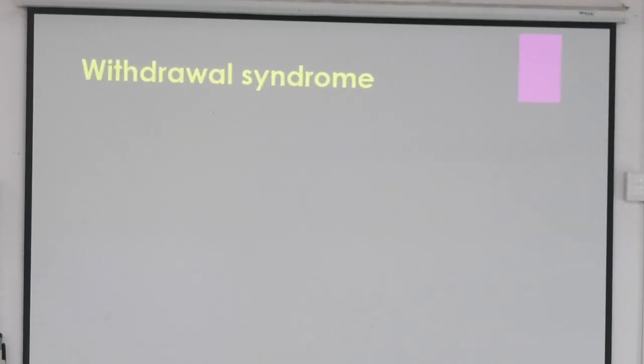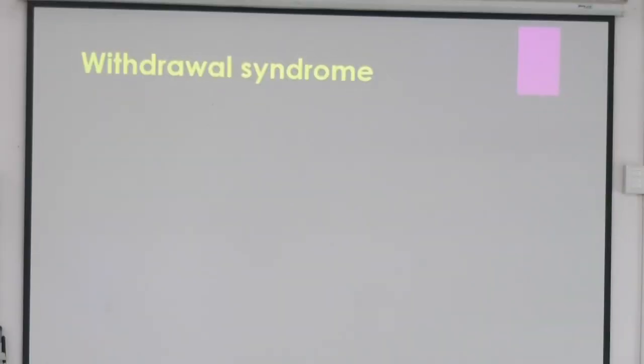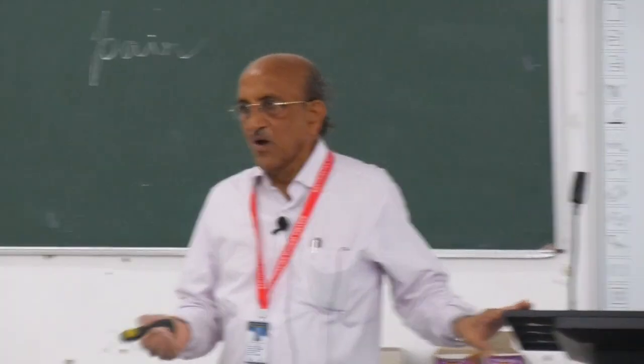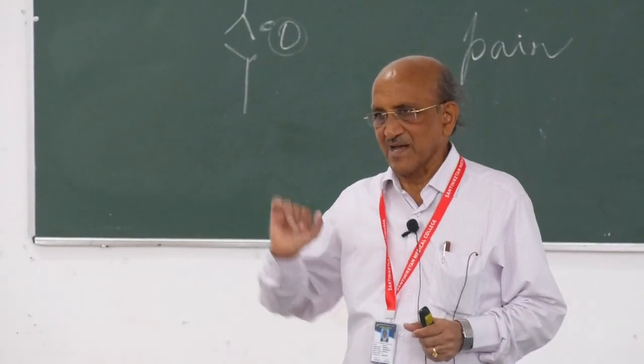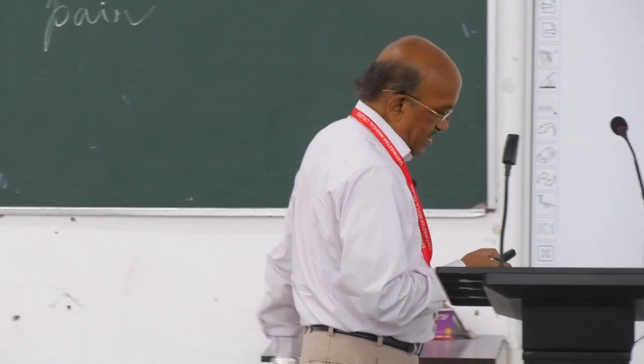Withdrawal syndrome. Morphine has the capacity to cause dependence. What is dependence? Some sort of adaptation which may lead to withdrawal syndrome when there is a cut off from availability of the drug. That will lead to withdrawal syndrome. What are those?